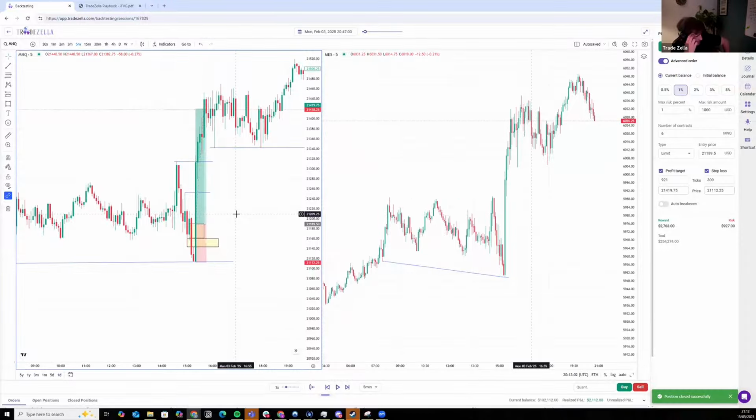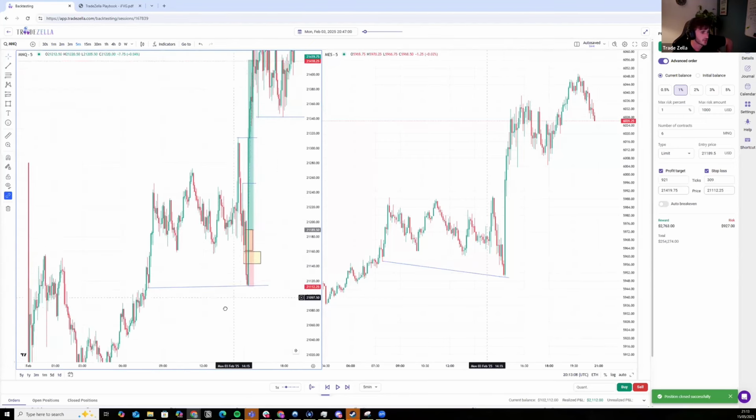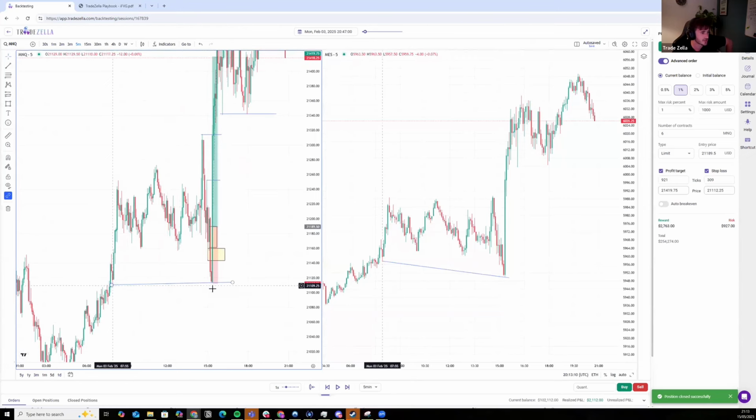With SMT, does it matter if NQ is stronger than ES or ES is stronger? No, not necessarily. But for example, if you're bullish, you would want to trade NQ here just because NQ failed to break the low, right? So this would mean that NQ is holding more bullish.